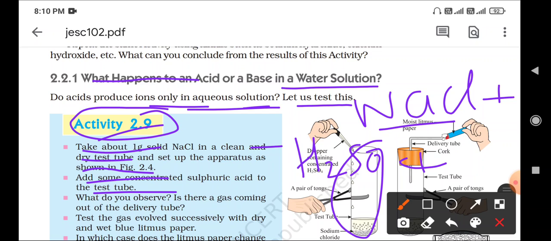Concentrated sulfuric acid means H2SO4. That is NaCl plus H2SO4. So what do you observe? There is a gas coming out. You have to observe which gas is liberated here. Next, test the gas evolved successively with dry and wet litmus paper, blue litmus paper.